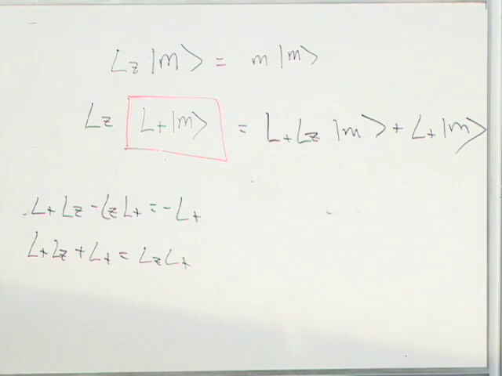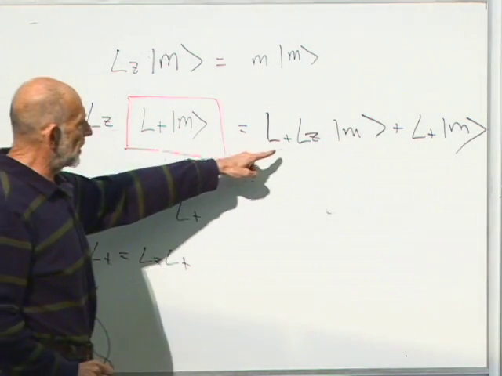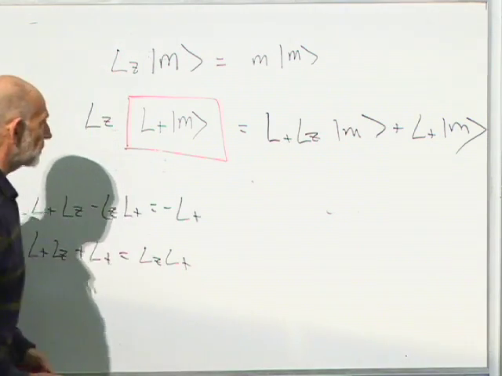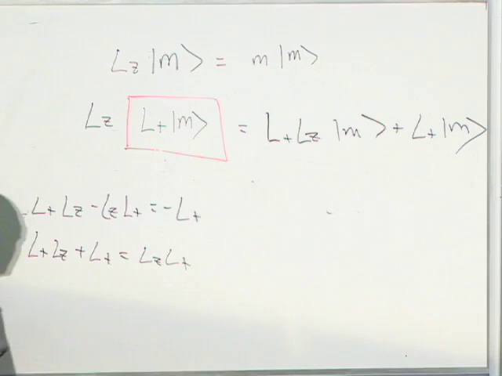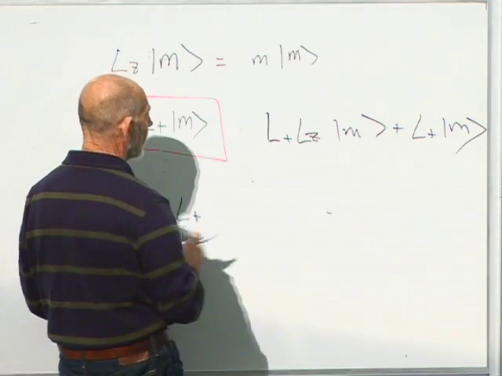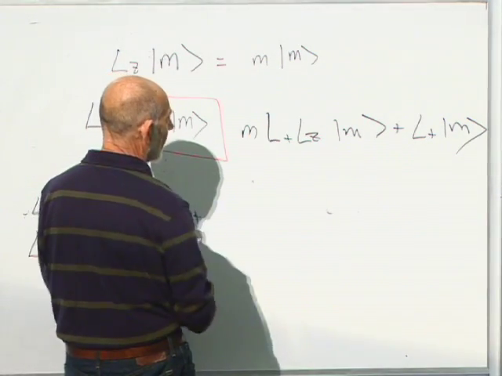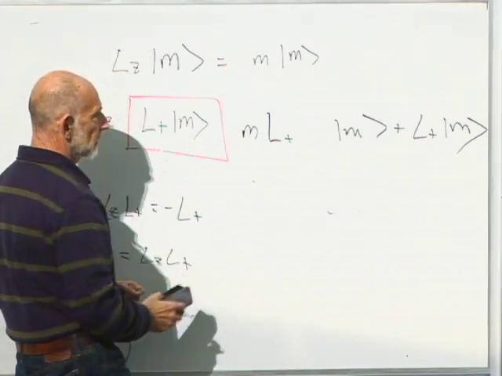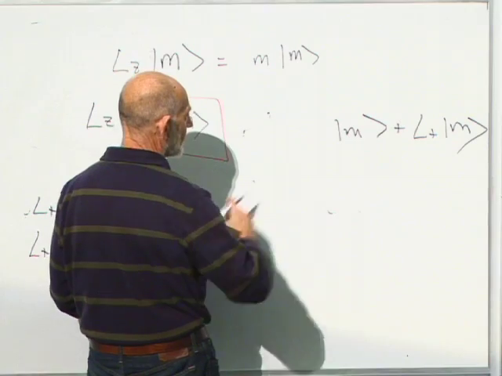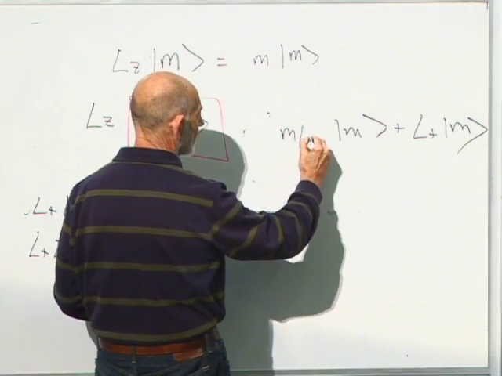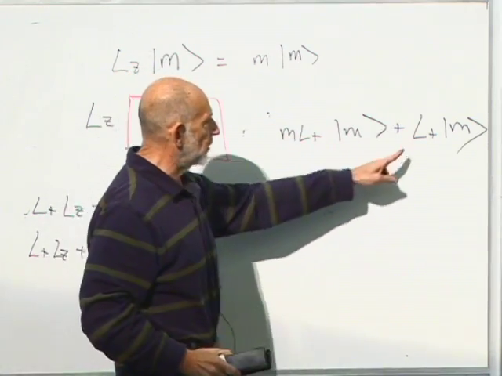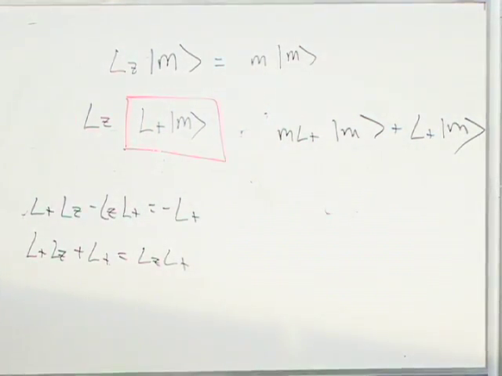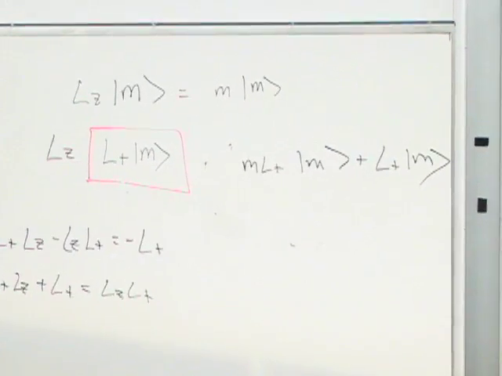Okay, but now it's easy. What is LZ when it acts on M? M. Just replaces the LZ by an M, right? So let's take an M out, put the M over here, take out this LZ. Close it up a little bit, M times L plus. And here we just have L plus times M. What are we going to do with that? I don't know what we're going to do with it, but what we're going to do with it is put a red box around it.